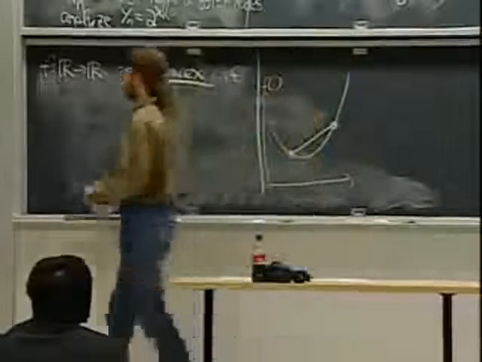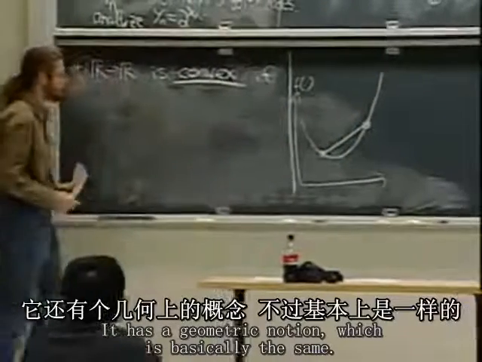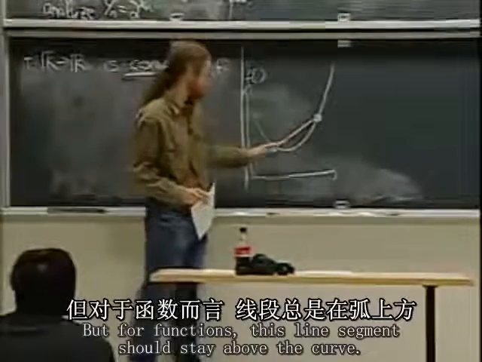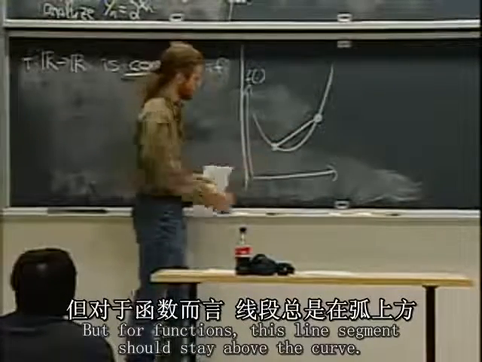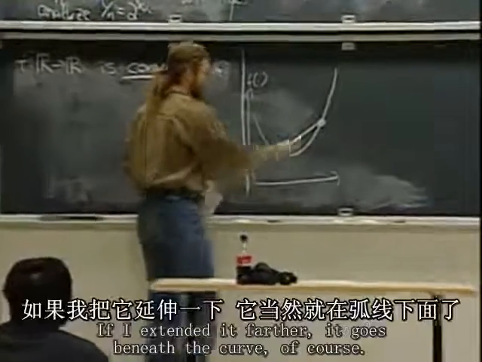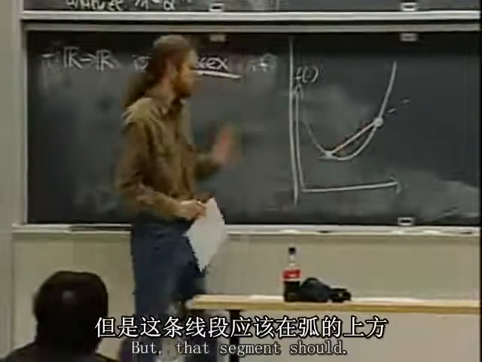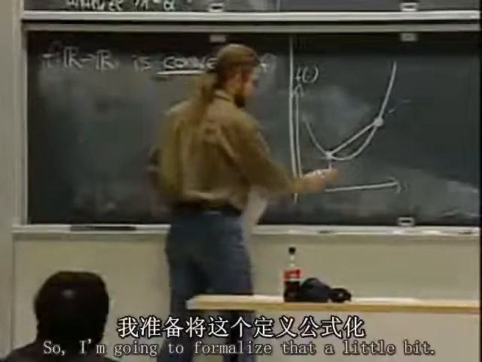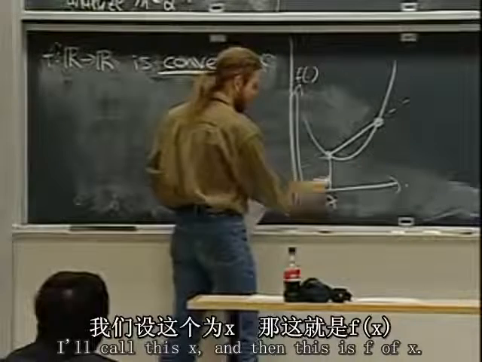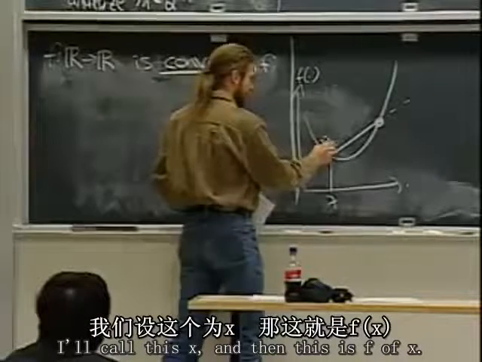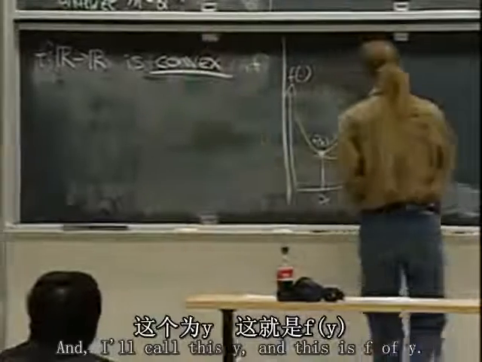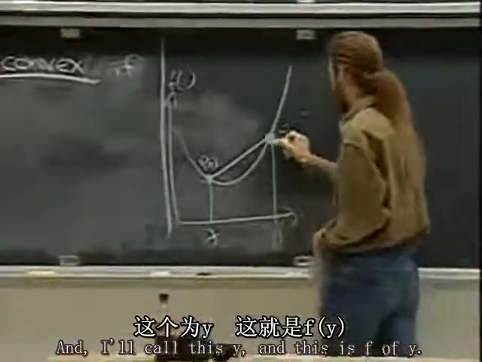It has a geometric notion which is basically the same. But for functions, this line segment should stay above the curve. The line does not stay above the curve if I extended it farther, it goes beneath the curve, of course. But that segment should. So I'm going to formalize that a little bit. I'll call this x, and then this is f of x.